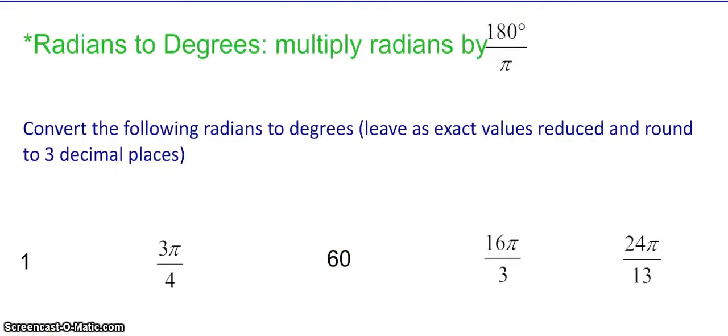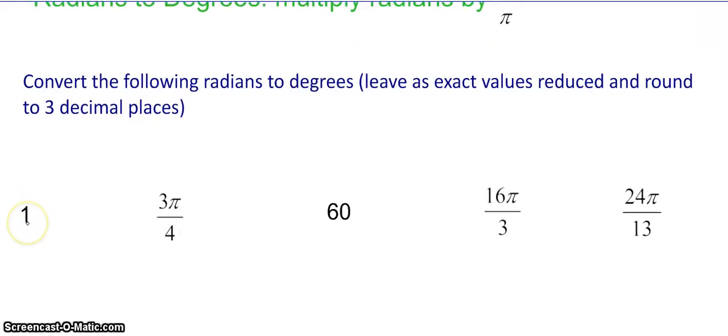Alright, so now we're going to practice converting from radians to degrees, and so similar to before, we multiply by what we want, which is degrees, and we divide by what we have, which is radians. And we know the relationship between radians and degrees, or the simplest relationship that is still nice, I guess. I don't like the word nice, but 180 degrees is equivalent to pi radians.